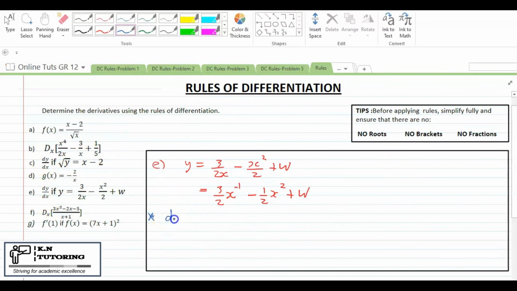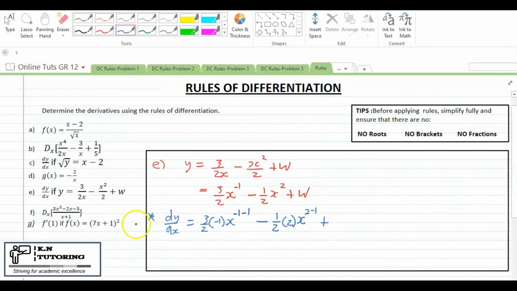So this will be dy over dx, which is equal to, remember I leave my coefficient as it is, 3 over 2, my exponent minus 1, then from the same exponent I subtract 1, so it's going to be minus 1, then minus 1, minus the coefficient, I drop my exponent, I say 2 that I dropped, and then I subtract 1, plus, now look at this w. This w is a constant, so I'm not going to entertain it.